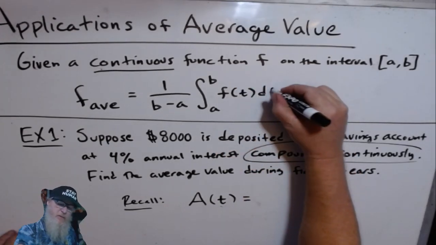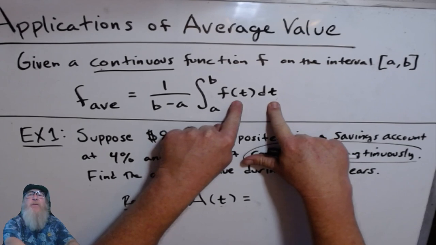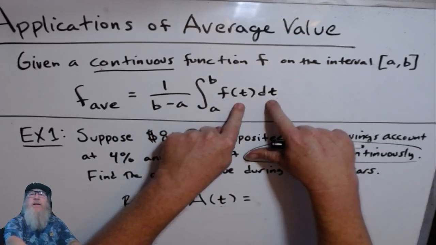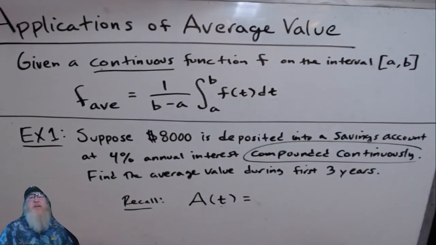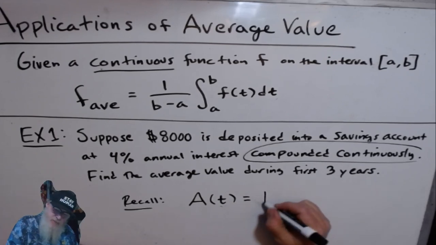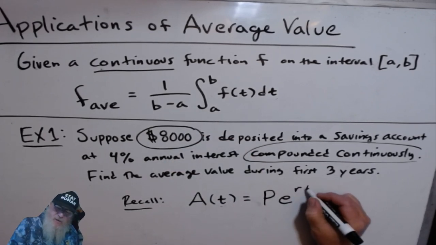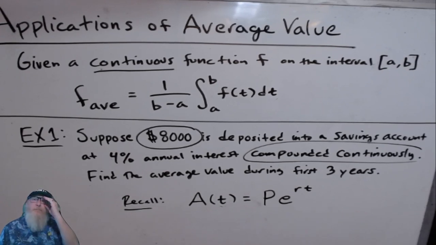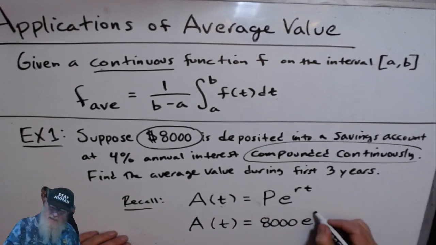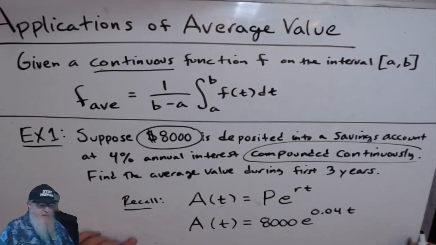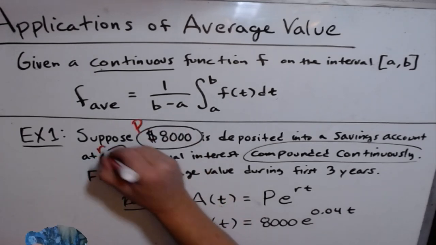You can switch variables, but the variables do have to match. Whatever independent variable you're using as the input to your function, you have to integrate with respect to that. So this is the integral with respect to t now. It's easy to fix: the x-axis just becomes the t-axis. A equals the principal, sorry, $8,000 times e to the rt. So our function is $8,000 e to the 0.04t. This is P, and there's r.